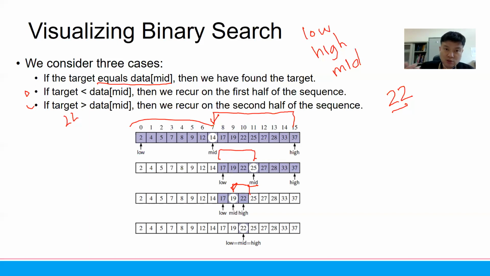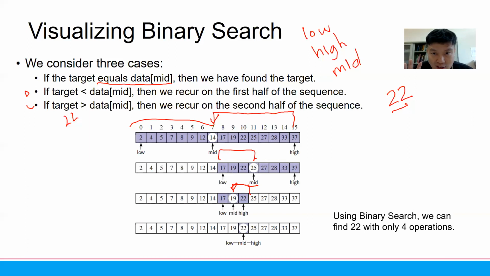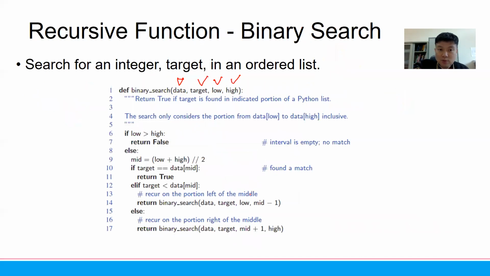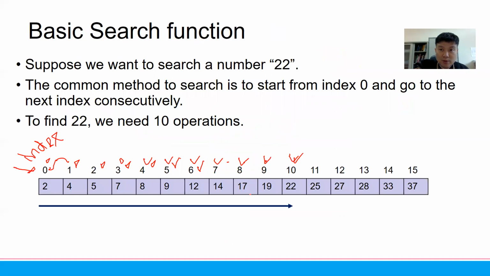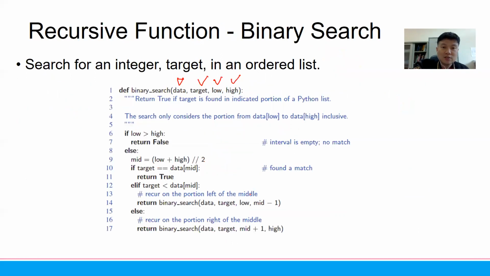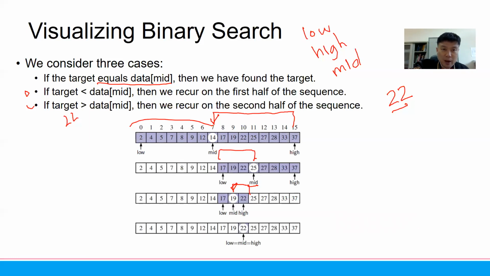Now, how many operations do you need for this one? You need only 4 operations in order to find 22. But what about the previous one? In the previous one, you need at least 10 operations, so we have 11 operations. So in that case, binary search using recursion is more efficient. If your data is very huge, this will perform much better than the common search function.